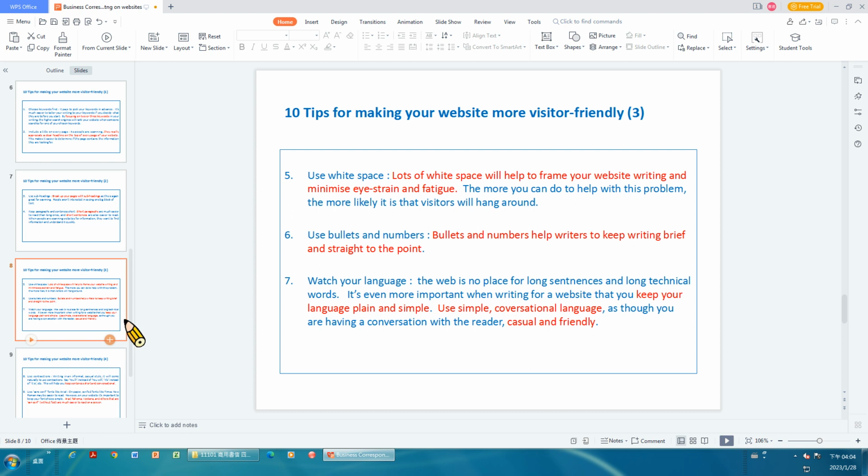Tip number 6. Use bullets and numbers. Bullets and numbers help writers to keep writing brief and straight to the point.